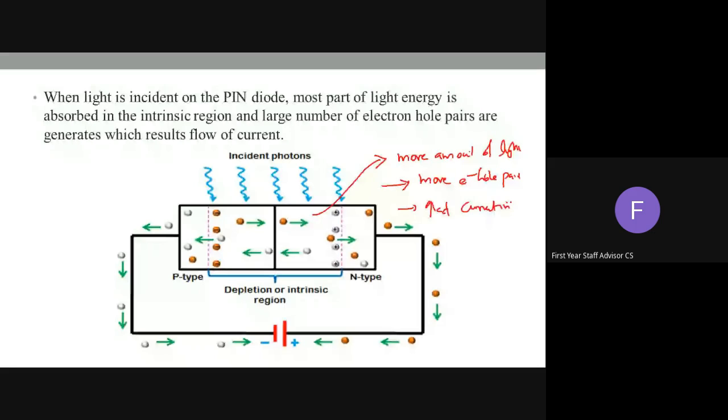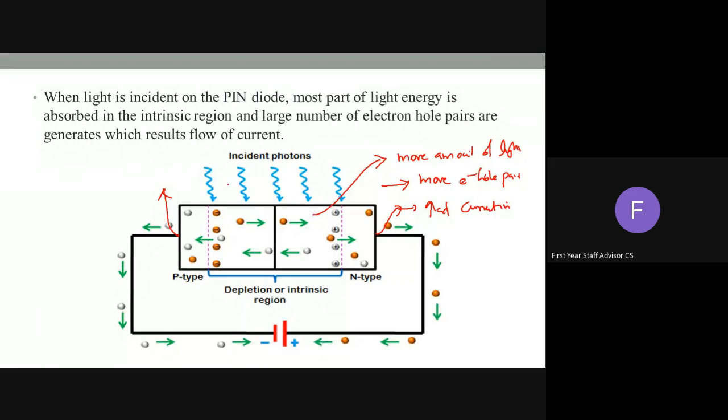If the equipment can absorb more light, more electron hole pairs are formed in that area. What is the benefit of that? They get attracted to the n-type and p-type semiconductors, and a large amount of current will flow through the circuit. So we can measure a large amount of current. The advantage of the PIN photodiode is that it has a high bandwidth.